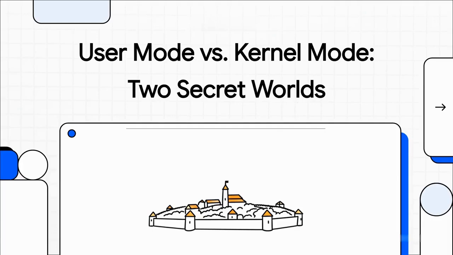Today we're diving deep into the two secret worlds that are running your computer right now, user mode and kernel mode. You see, there's this invisible barrier at the very heart of your operating system, and once you understand it, everything starts to make sense, from why your favorite game crashing doesn't take down your whole PC to why your computer might not be as fast as you think it is.